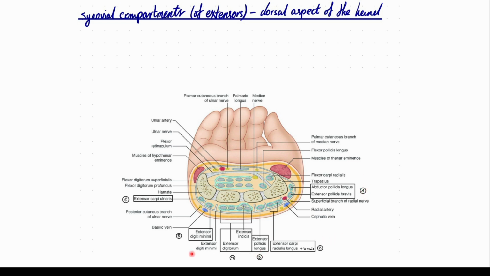We have 6 compartments. The first compartment is made by abductor pollicis longus and extensor pollicis brevis. The second compartment is made by extensor carpi radialis brevis and extensor carpi radialis longus. The third compartment is made by extensor pollicis longus. The fourth compartment is extensor digitorum and extensor indicis. The fifth compartment is extensor digiti minimi, and the sixth compartment is extensor carpi ulnaris.